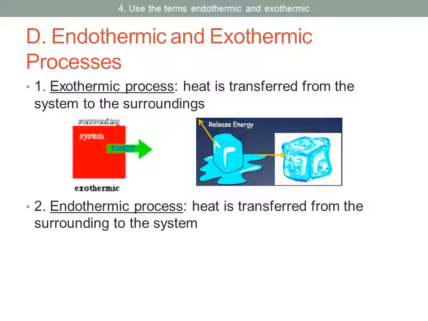An endothermic process is just the opposite. Heat is transferred from the surroundings to the system. So just flipping the arrow around from the previous picture, here we have our system in the red box. Energy is being added to the system from the surroundings, or we might say that energy is absorbed by the system.